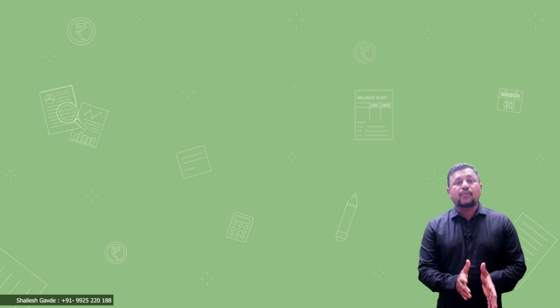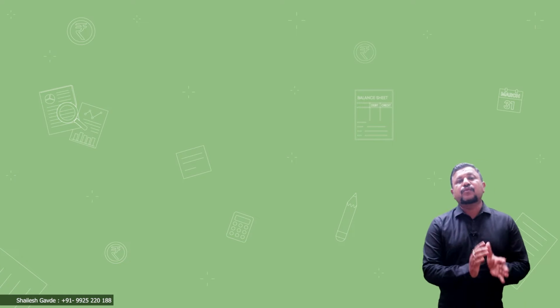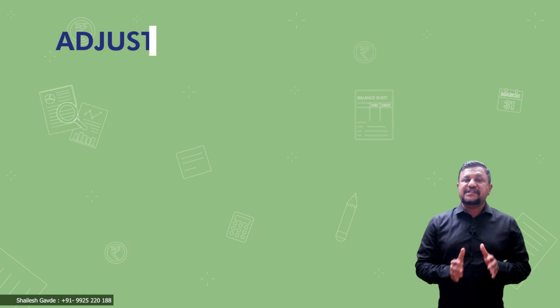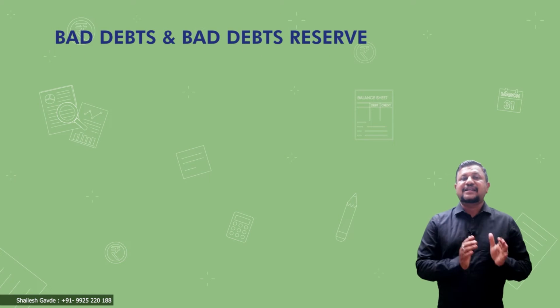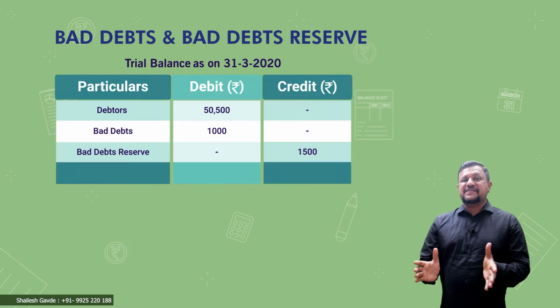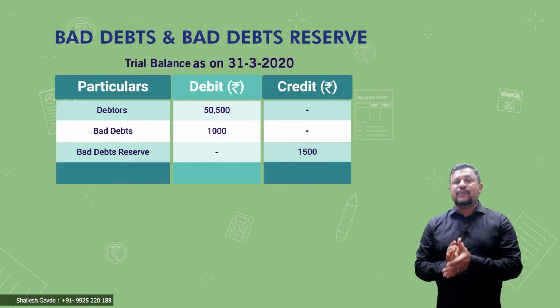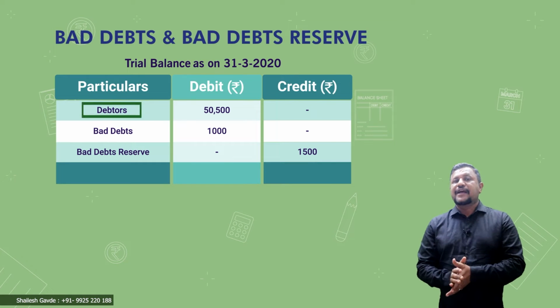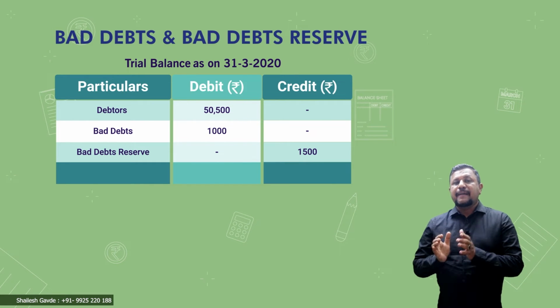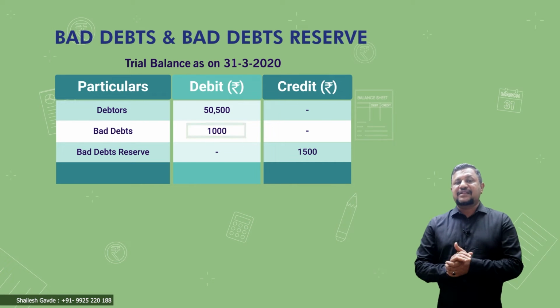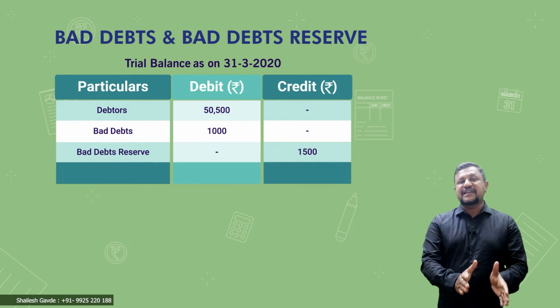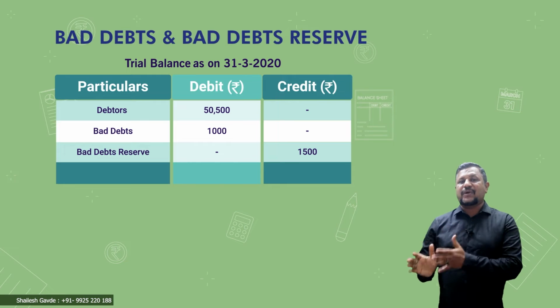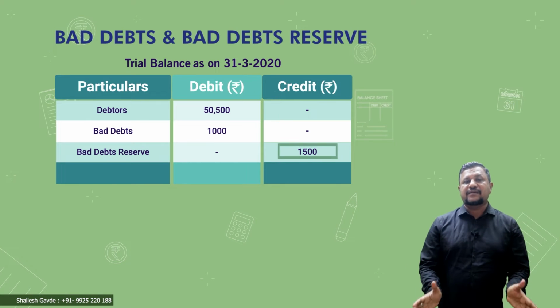Dear students, now we'll come to the last most important adjustment, which is on bad debts and bad debts reserve. We'll take one trial balance as on 31st March 20. In the trial balance debit side, they have given debtors 50,500, bad debts debit side 1,000, and bad debts reserve given in the trial balance credit side 1,500.